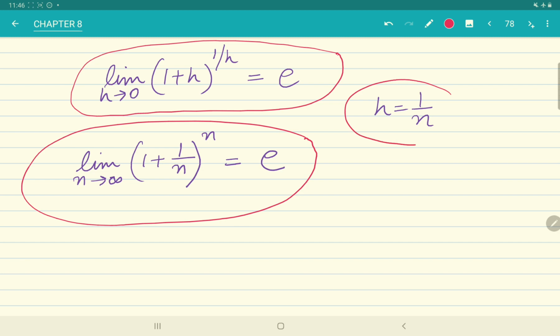This is going to prove very useful later, that e is actually equal to limit n tending to infinity 1 plus 1 by n raised to the power n, or if I put 1 by n as h, I can write e as the limit h tending to 0, 1 plus h raised to the power 1 by h.